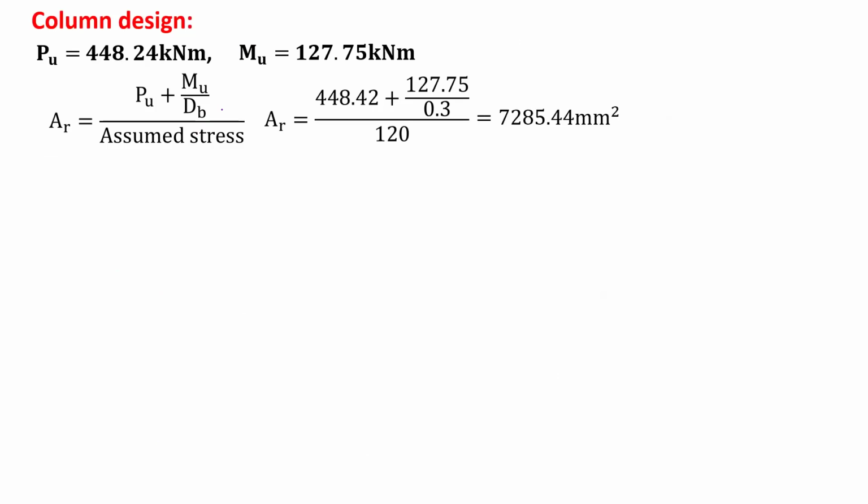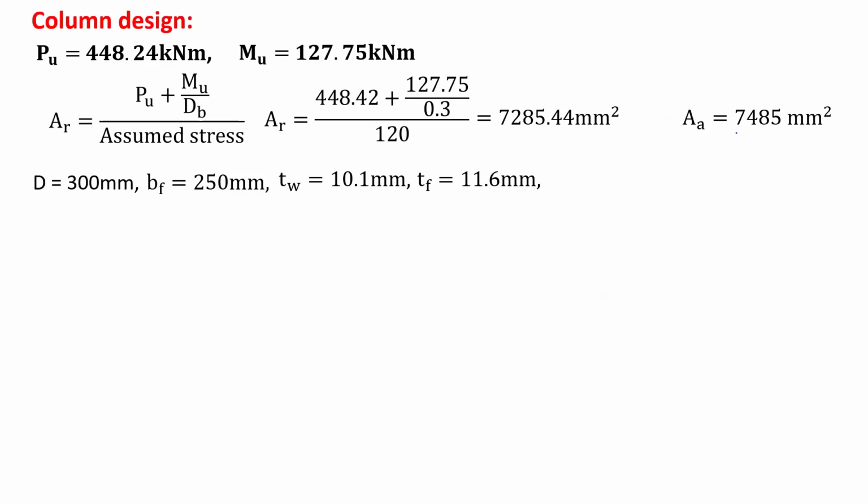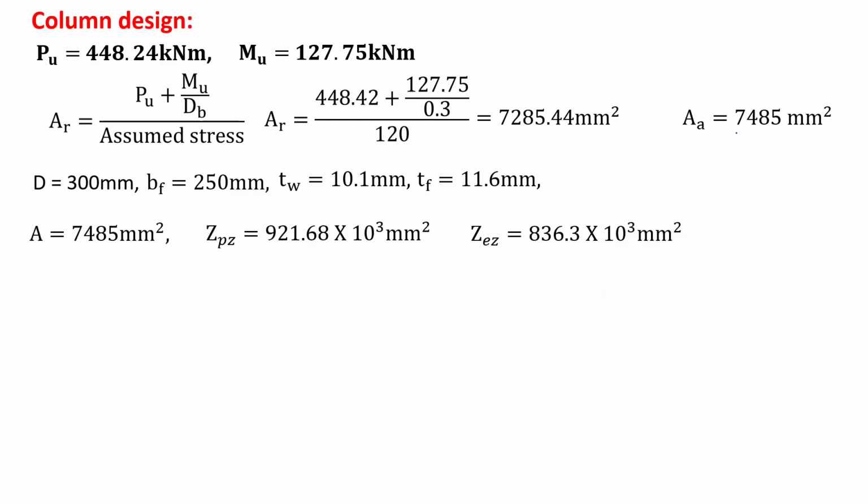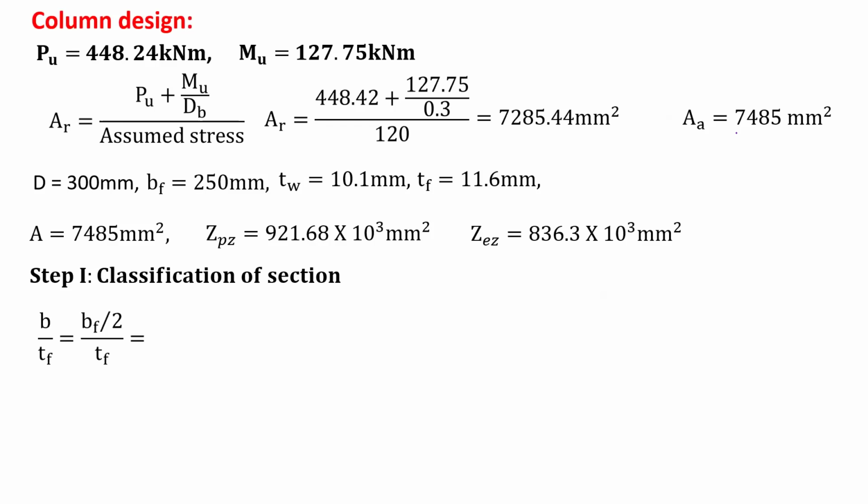I will get 7285.44 mm², and the selected section has an area of 7485 mm². So it's okay. We need not revise this section. So now these are the properties of the section that we have selected for the column. Now this is the classification of the section, that I will not explain, that you know already.